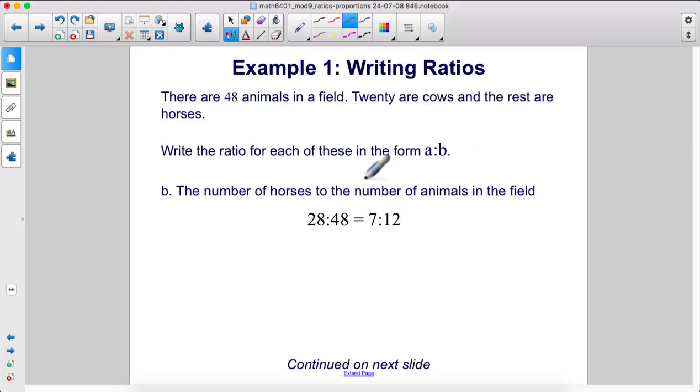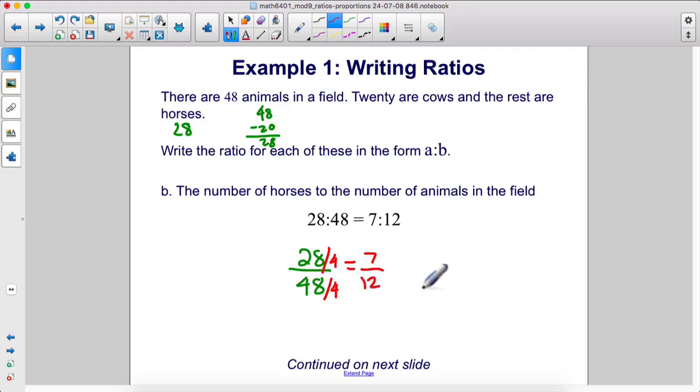Now B, the number of horses to the number of animals in the field. Well, we already figured out that there were 28 horses because there were 48 animals in the field and 20 of them are cows. Therefore, 28 animals left, they're all horses. So therefore, 28 of the 48 animals. It's a ratio of 28 to 48. Can this be reduced? Yes, it can. We can divide the top and bottom by 4. If we do that, 28 divided by 4 is 7, 48 divided by 4 is 12. And that is, in simplest terms, the ratio of horses to animals is 7 to 12.